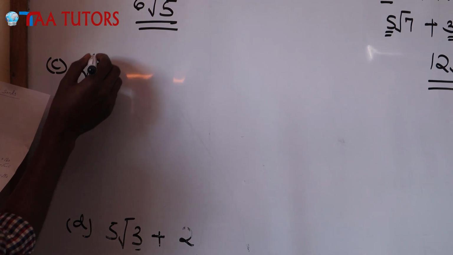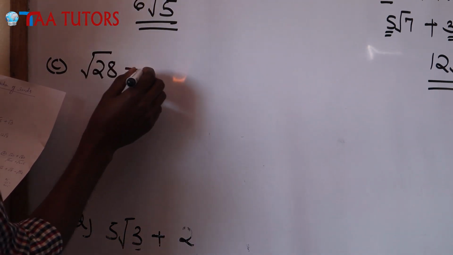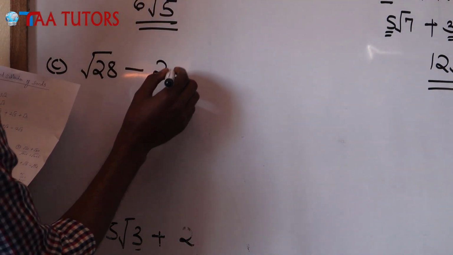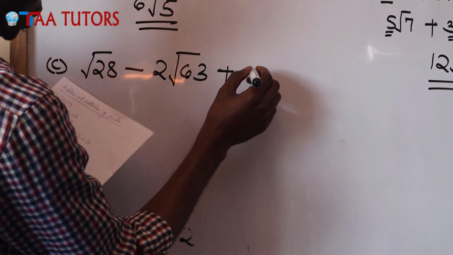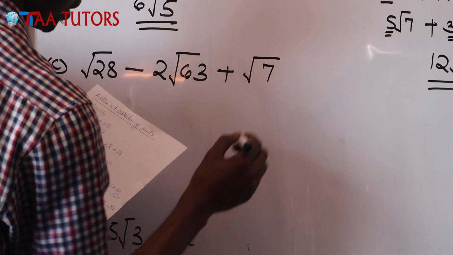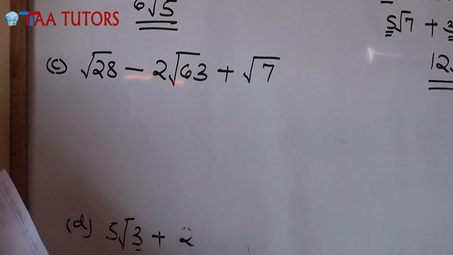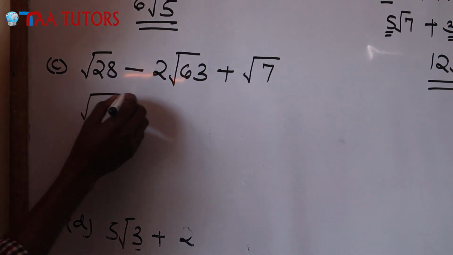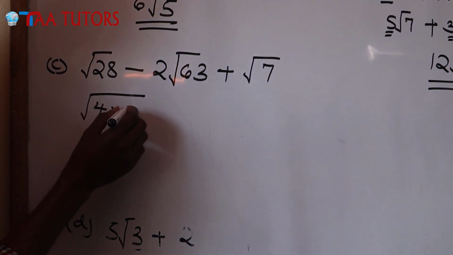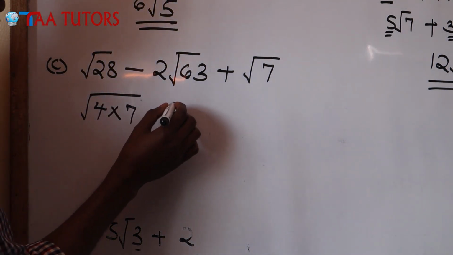Question C is surd 28 minus 2 surd 63 plus surd 7. So in this case again, we know that surd 28 can be written as the surd of 4 by 7 minus 2.